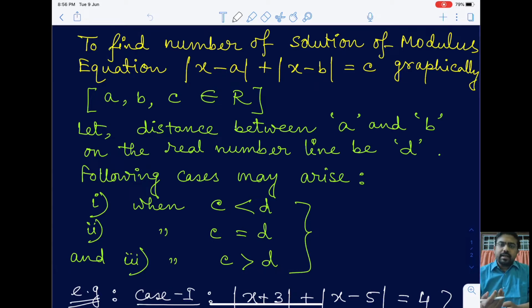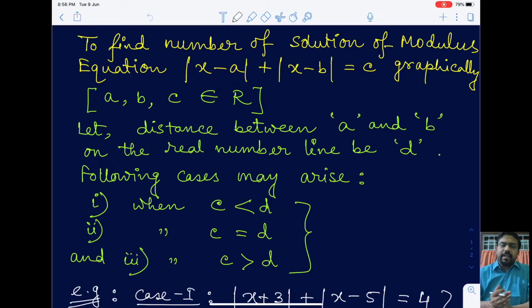The first case is when the constant term on the right hand side of this modulus equation, that is c, is less than the distance d. Then what will be the case? When c is greater than d, how many solutions will there be? And when c is equal to d, how many solutions will there be? That we will discuss.